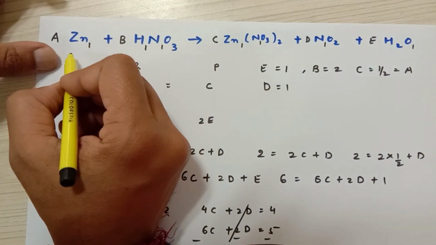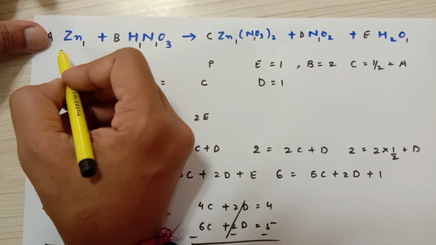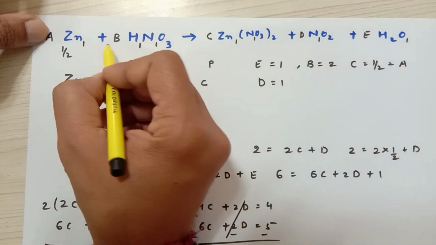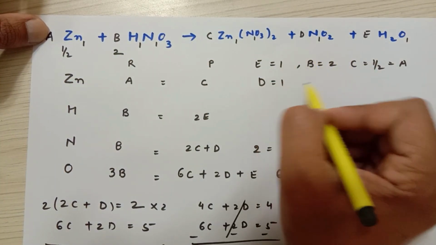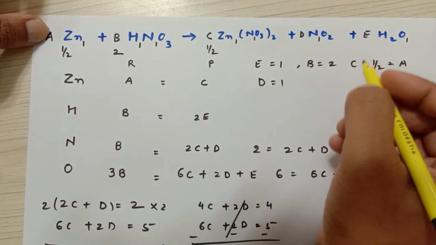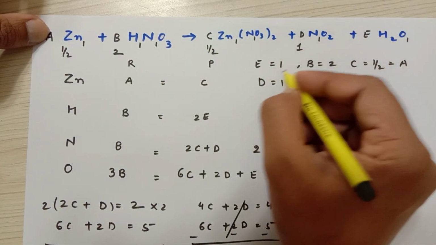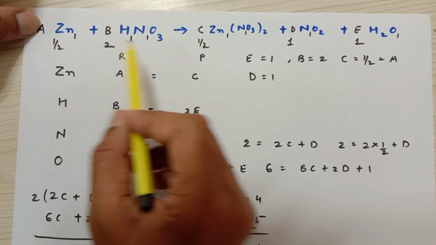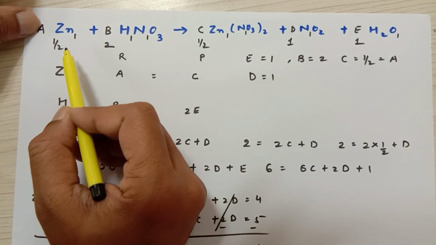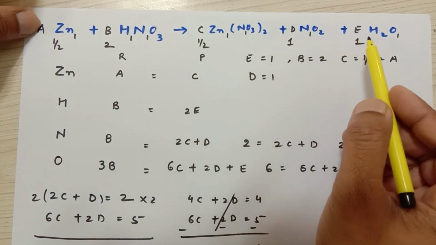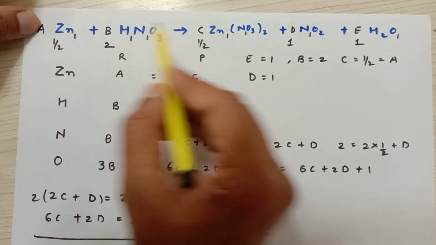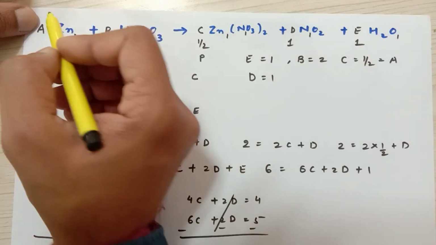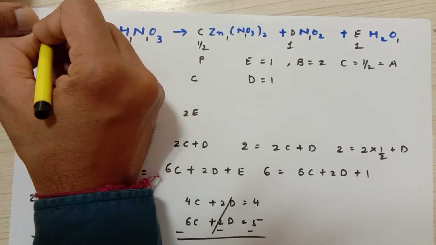So this is A, and A is half. So this is half. B is 2. C is again half. D is 1. E is also 1. Now guys, as I told you that it is not accepted if we keep them in fractions. So I want to remove this 2 from here. So I'm going to multiply the whole equation by 2. So if I multiply both sides by 2, this will be 2 into half, so 1.